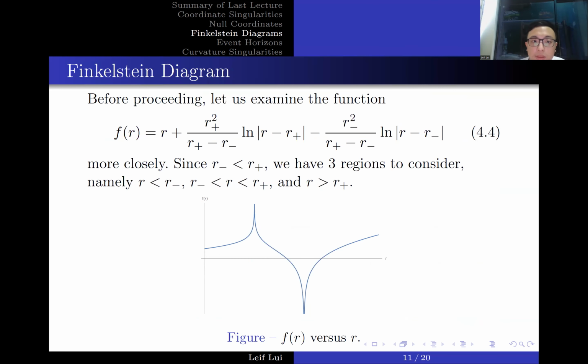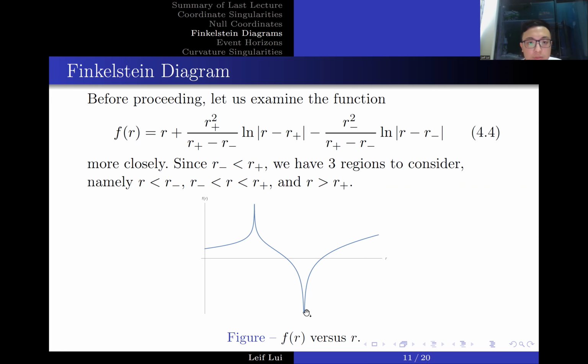So before proceeding, let us examine the function f of r. So basically these spikes here correspond to the asymptotes at r minus and r plus. Since we know that r minus must be smaller than r plus, because we ruled out complex roots in the discriminant, the discriminant must be positive, and the square root of a positive number is always positive or negative. So if we take the negative root, we get something smaller. So we know that r minus must be smaller than r plus. So here, this asymptote corresponds to r minus, and this asymptote corresponds to r plus.